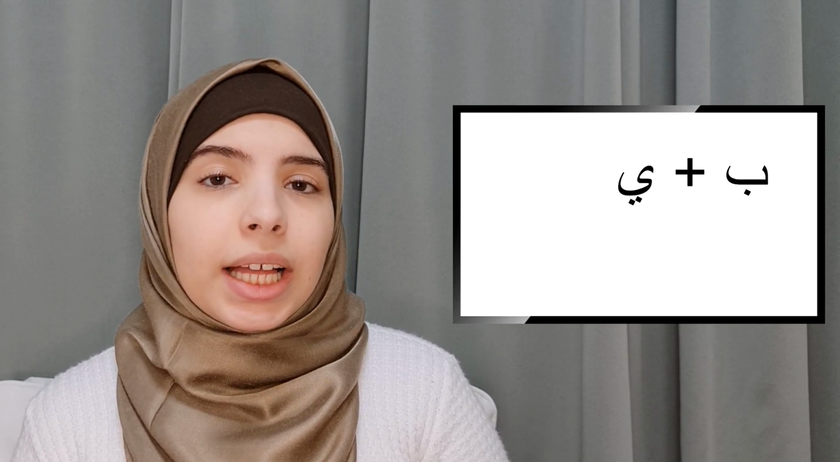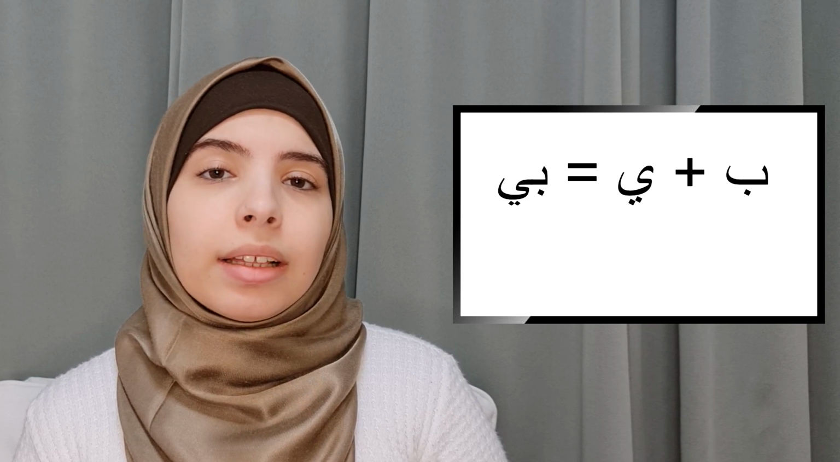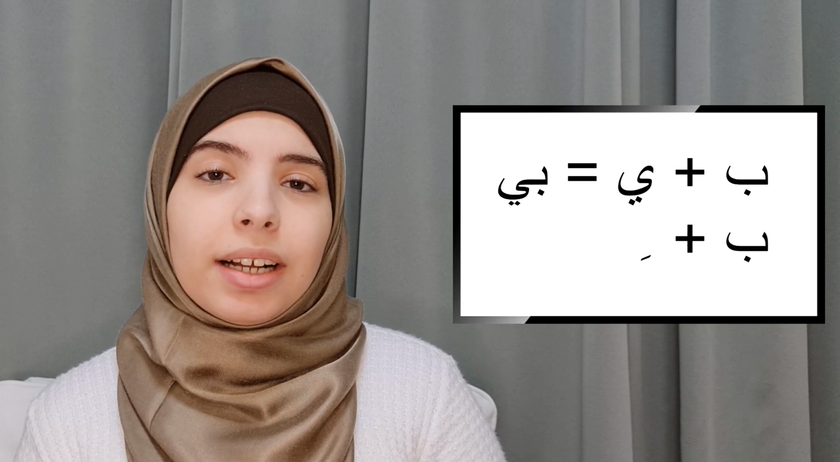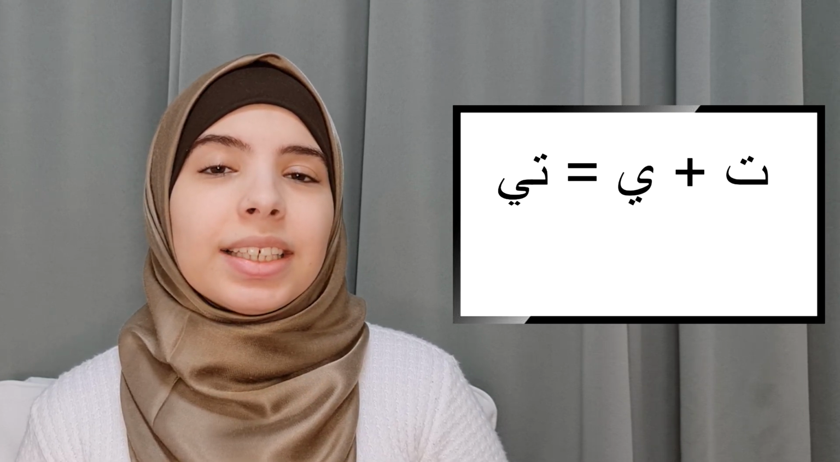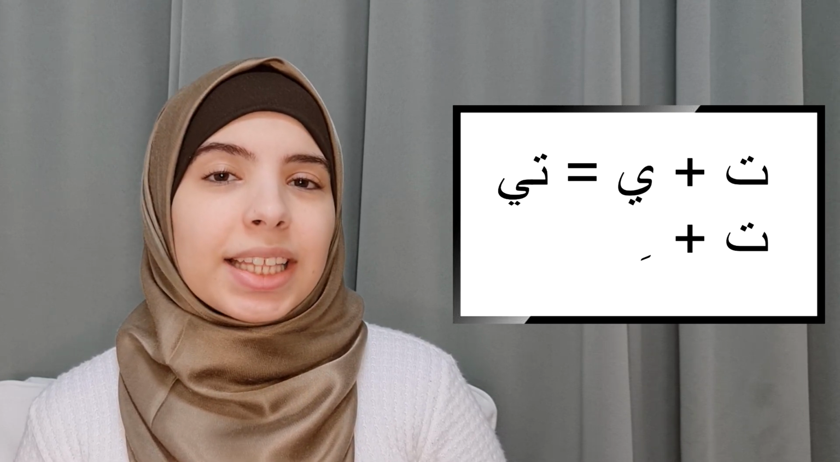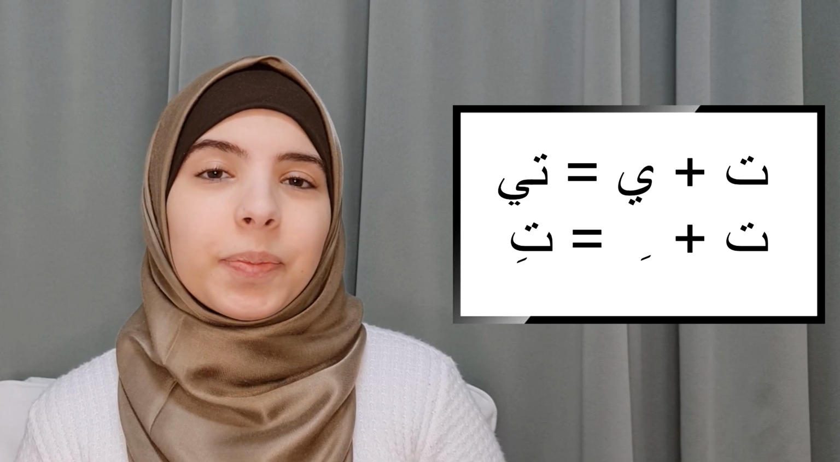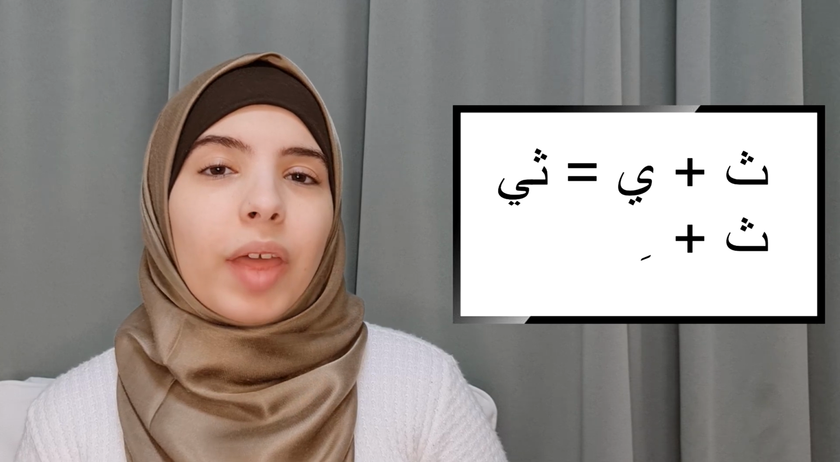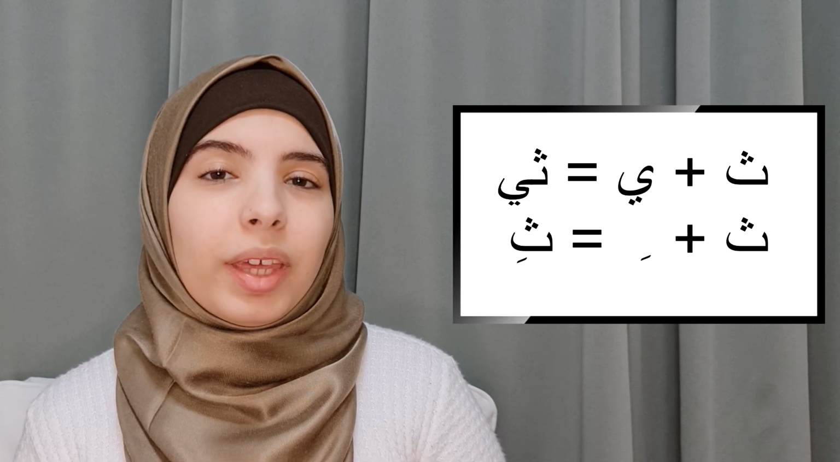It corresponds to the long vowel, Ya. Let's see. Ba and Ya, bi. Ba and Kasra, bi. Ta and Ya, ti. Ta and Kasra, ti. Tha and Ya, thi. Tha and Kasra, thi. Here we have 5 words with no vowels.